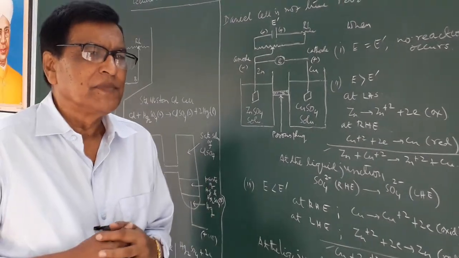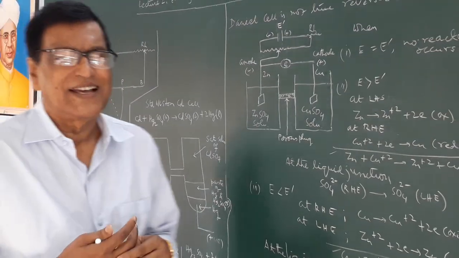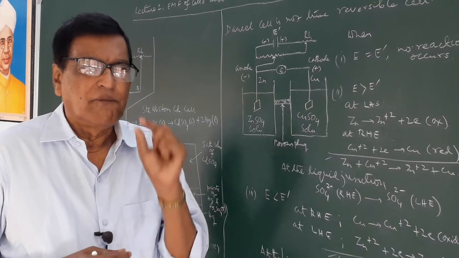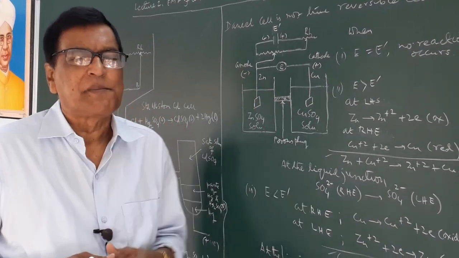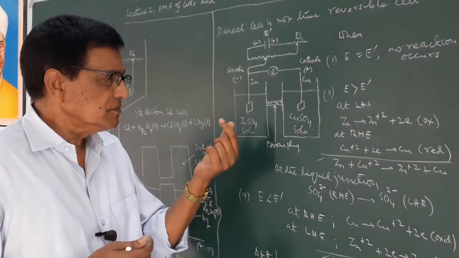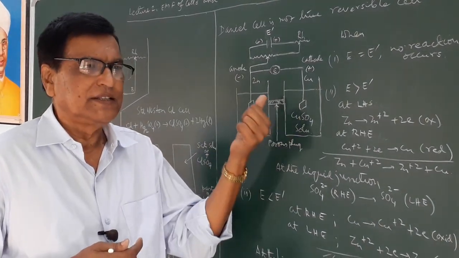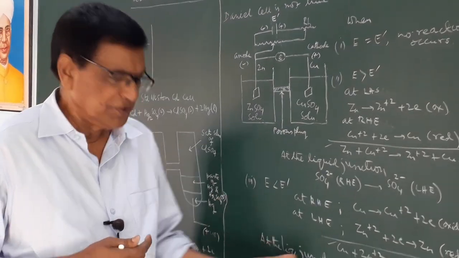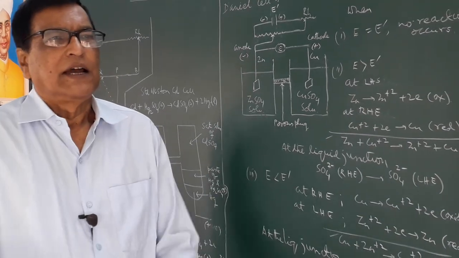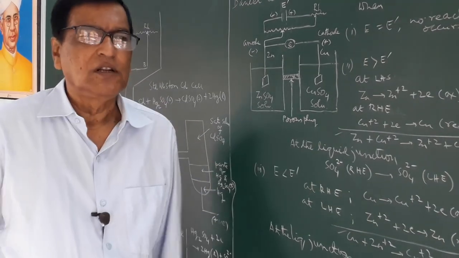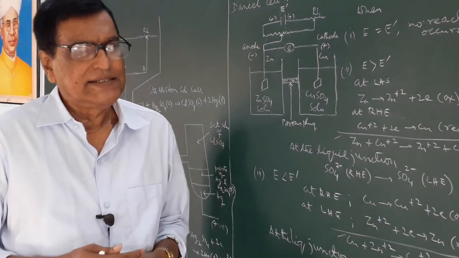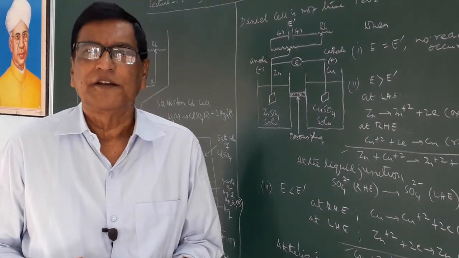However, still we consider this one as a reversible cell, as a very small, minute, infinitesimal amount of current is drawn, so the change that occurs in the electrode and in the liquid junction is infinitesimally small. So this cell we could declare as almost a reversible cell.